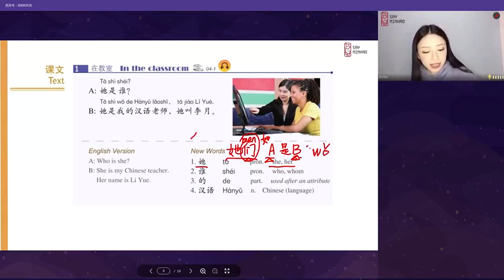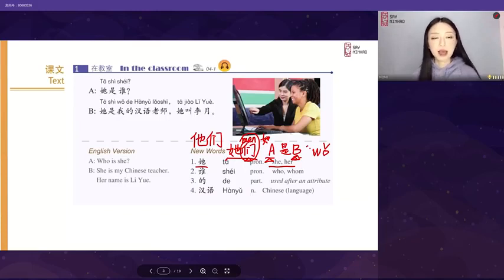And still remember how to say him or he? It is 他, the same pronunciation, right? And the plural form of 他 is 他们. This 他们 can mean they, and they can be only males, or this 他们 can be used when you are not sure of the gender of this group of people. Okay, so this is 他, 她, and 他们.